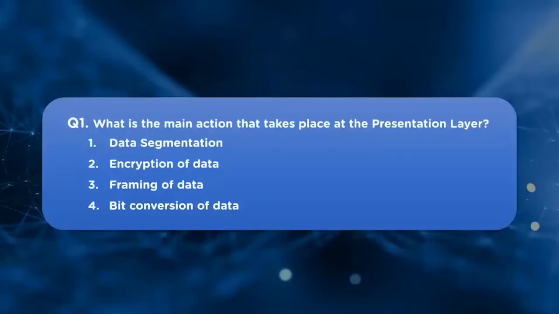Now that we have covered some layers, let's take up a question. The question is, what is the main action that takes place at the presentation layer? The options are: first option, data segmentation; second option, encryption of data; third option, framing of data; and fourth option, bit conversion of data. You can provide your answers in the comment section below. Let's move on with the next layer.